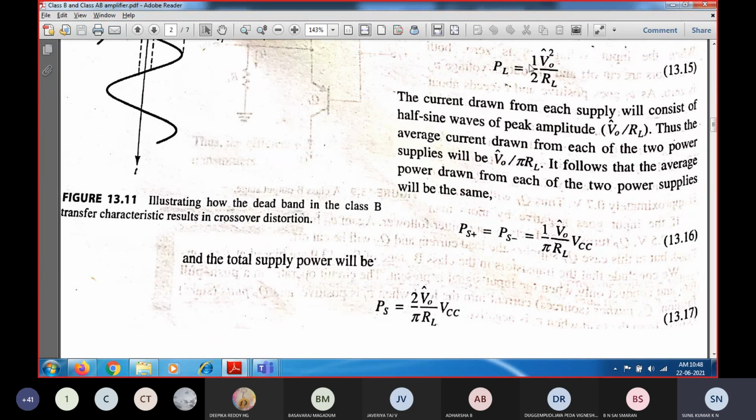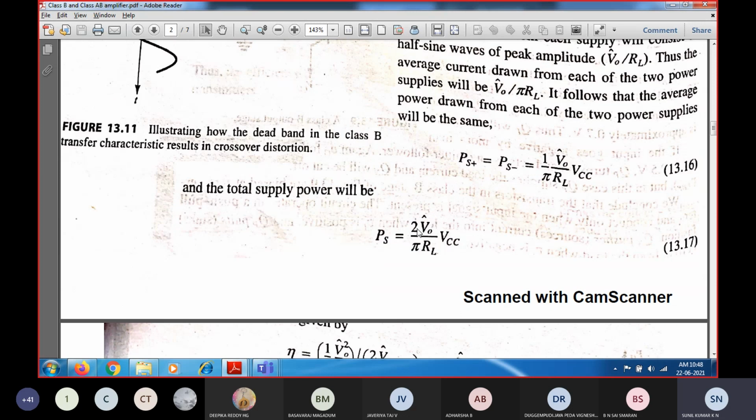So if you take the ratio of this over this, you will be getting the power supply conversion efficiency, not the converter. The positive power supply as well as the negative power supply will be the same. So total power supply will be equal to what? PS plus PS minus, so 2 by pi V naught by RL into VCC.